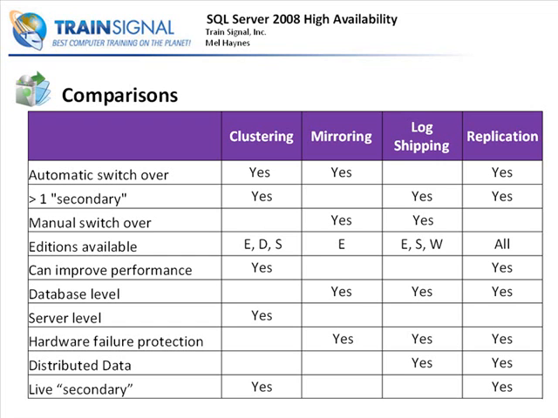Can you have more than one secondary box with clustering? Yes. With mirroring? No. With log shipping? Yes. With replication? Yes, definitely. Manual switchover is available for mirroring, and it's the only option with log shipping.